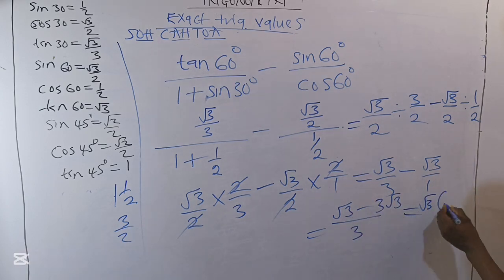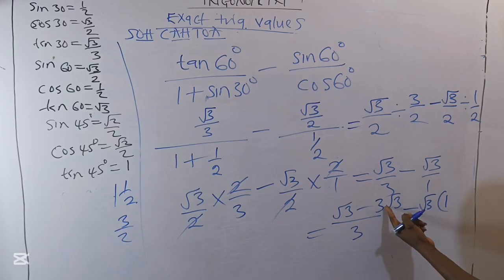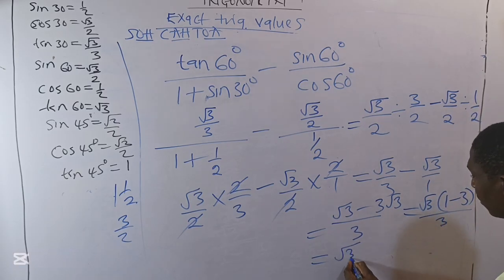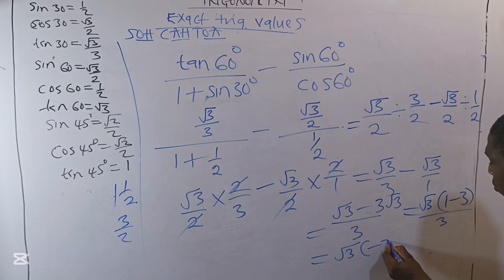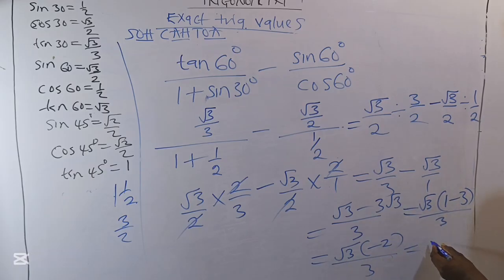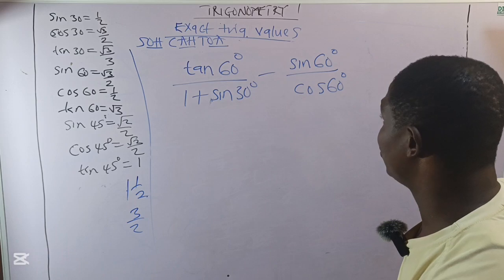Root 3 divided by root 3 will give me what? 1. And 3 root 3 divided by root 3 will give me what? 3. All over what? 3 here. And this will give me root 3 bracket what? 1 minus 3 is minus what? 2. All over 3. And this multiplied will give me what? Minus 2 root 3 all over 3 as my final answer. So we have another question.